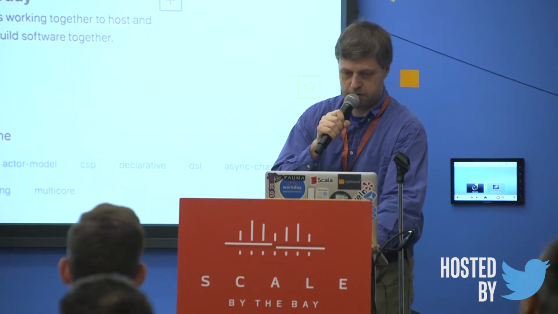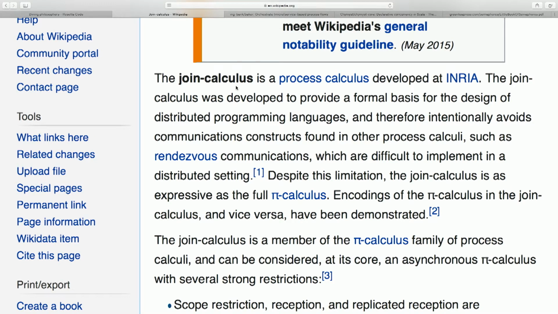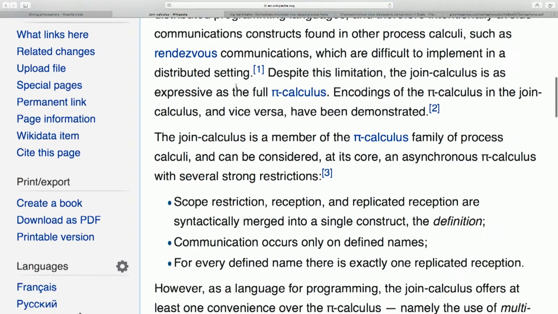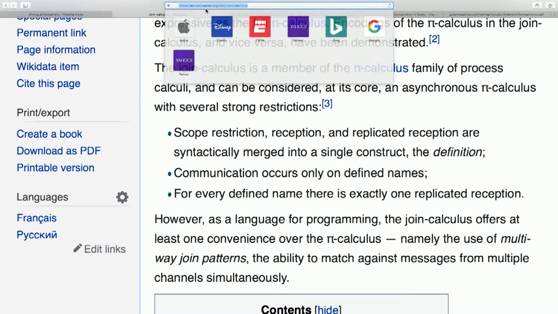And I can't blame you for not knowing about join calculus, because if you even get this idea of looking it up in the Wikipedia, then you will read something that's like this: "Communication occurs only on defined names, and replicated reception is syntactically merged into the definition." Okay, so this is completely unhelpful. I don't really understand what they wanted to say in this web page. Although I have implemented this paradigm several times, I know very well what this is supposed to do, how it's working, but I don't understand this jargon, and they don't care to explain it to you. So let me just close this tab. It's so useless. Just so useless.